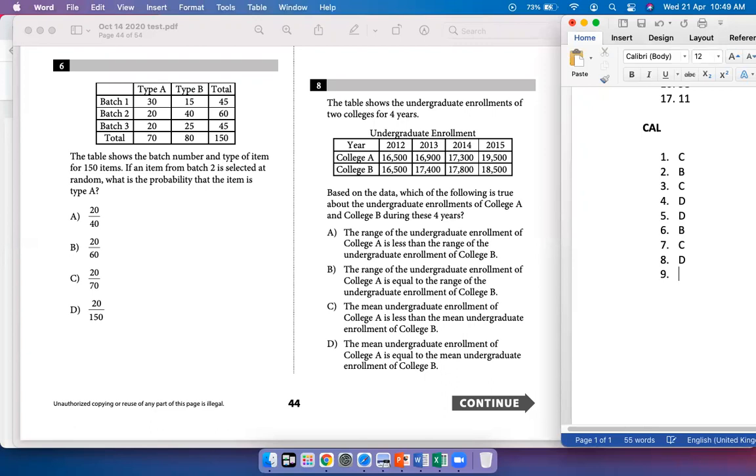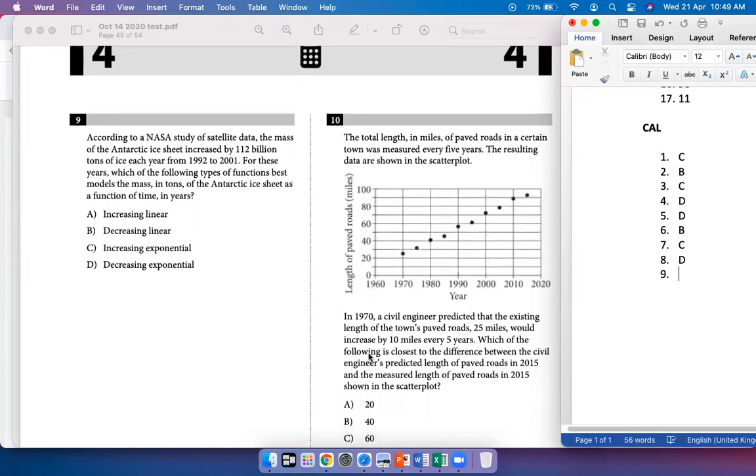Okay, according to NASA's study of satellite data, the mass of the Antarctic ice sheet increased by 112 billion tons of ice each year from 1992 to 2001. For these years, which of the following types of functions best models the mass of the Antarctic ice sheet as a function of time? So when the amount increases by the same amount, right? When the value of the ice increases by the same amount, then that would be a linear curve, right? It would be linear increasing.